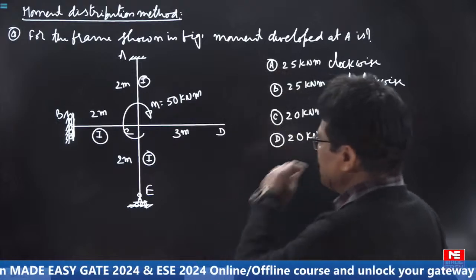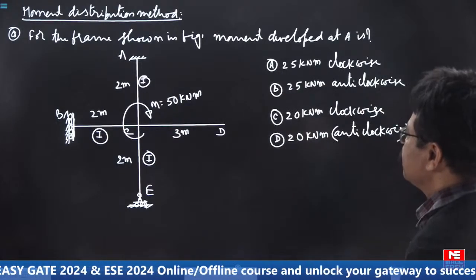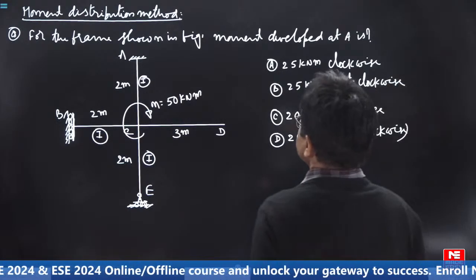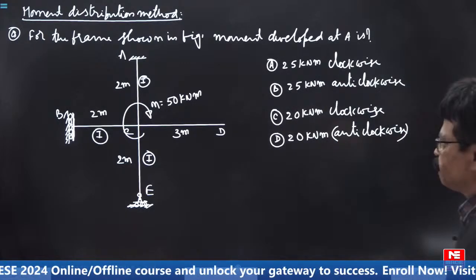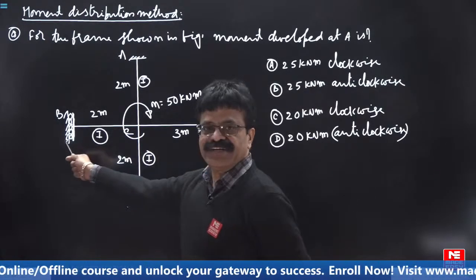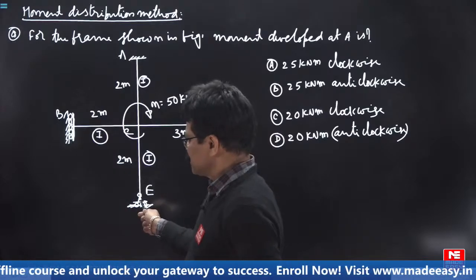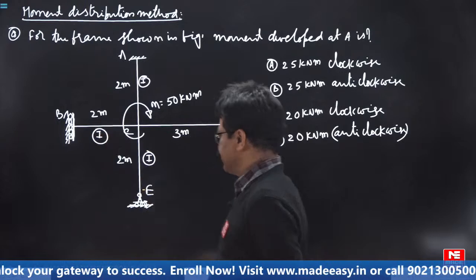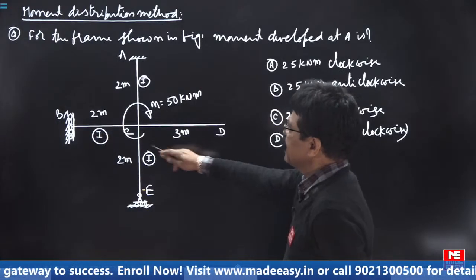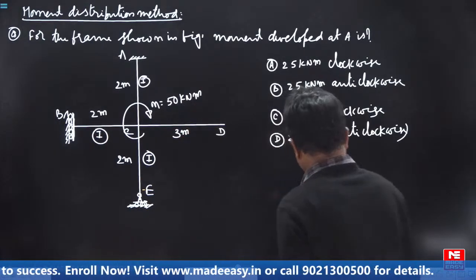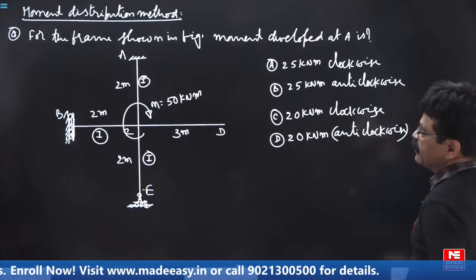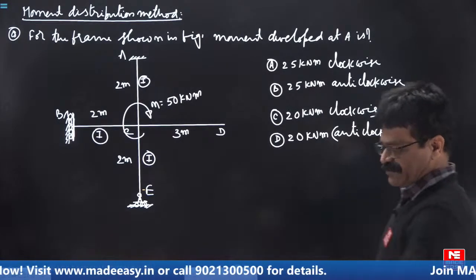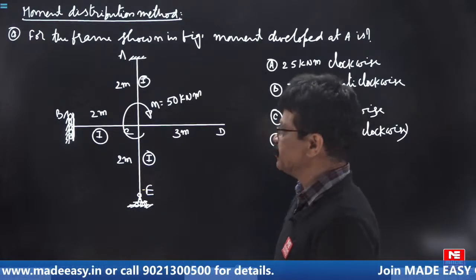Now let us see the moment distribution method. How the questions are likely to come. We have a frame shown in figure. Moment developed at A. This is a guided roller support. This is simple support, that means roller support, that's all. Pin also is there, no pin here. This is free end. I am applying a moment of 50 kilonewton meter. Then what is the moment developed at A? Time, say 30 seconds.